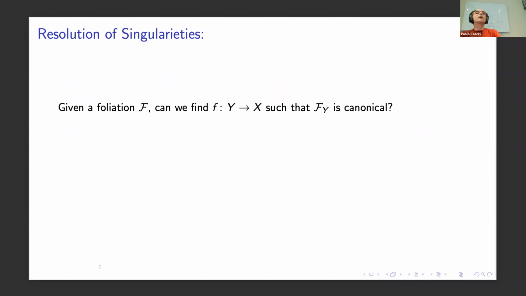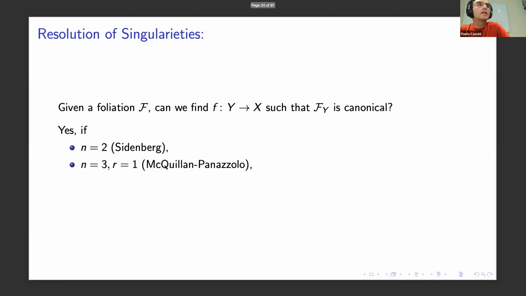Okay, so now the question is, given a foliation F on X, can we find a birational morphism from Y to X such that the induced foliation is canonical? This is a natural question, a very natural question, but it's very much open as far as I know, in general. So there is an old theorem by Seidenberg, which can be translated in such a way that it gives a positive answer. Of course, at the time, he was not talking about canonical singularities, he was talking about reduced singularities, but the idea is almost the same. And the answer is yes for surfaces. And for threefolds, the answer is also yes. But let me just say that for rank equal to 1, this is the result of McQuillan and Panazzolo.